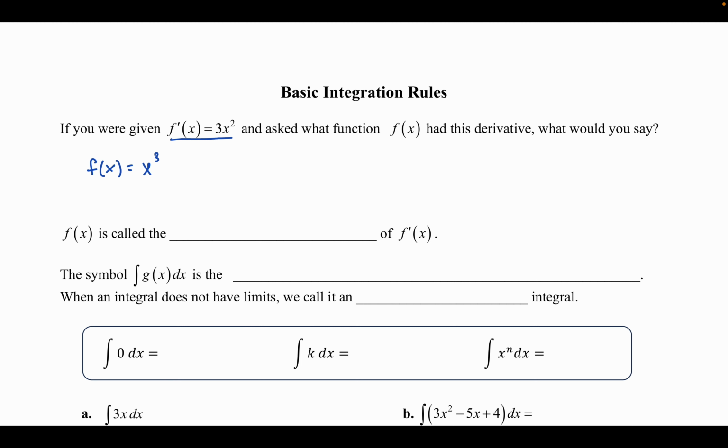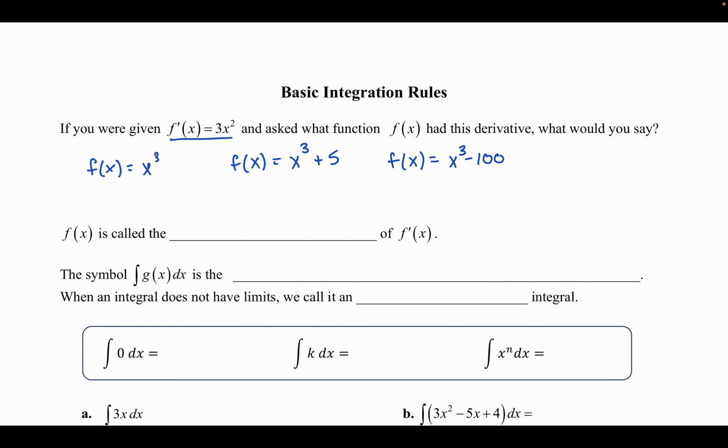However, that's not the only thing that f could be. f could be something like x cubed plus 5, because when I take the derivative of 5, it just goes away. It becomes 0. f of x could even be something like x cubed minus 100. That's a very different function, but if I take the derivative, that minus 100 just goes away.